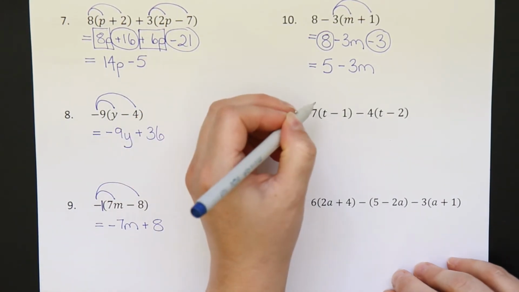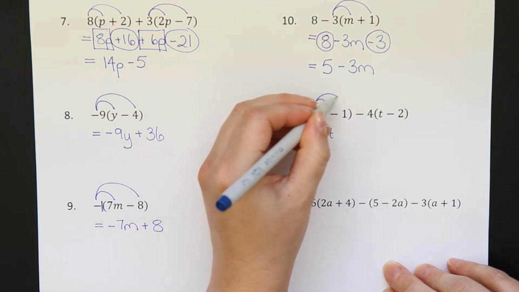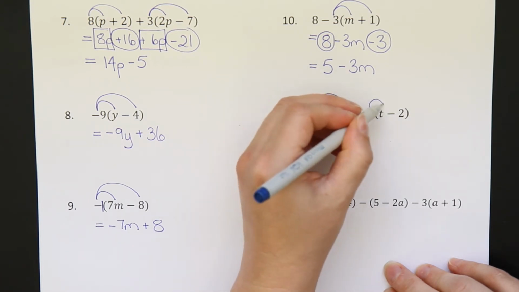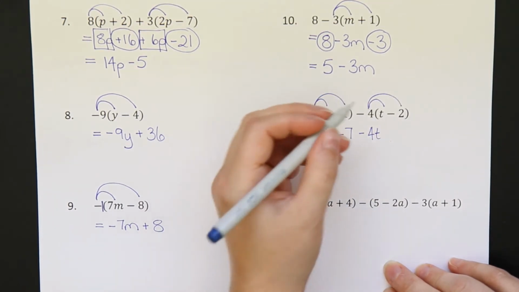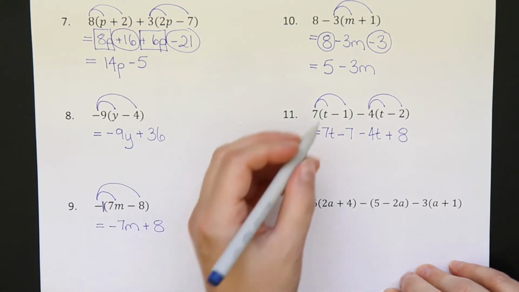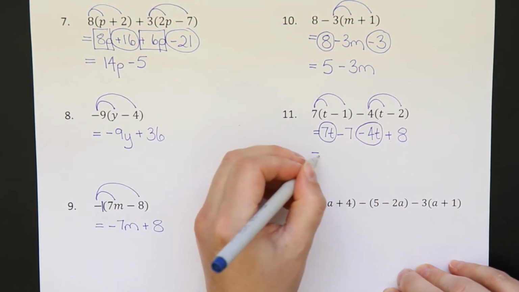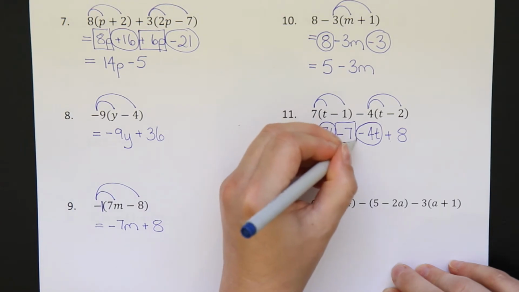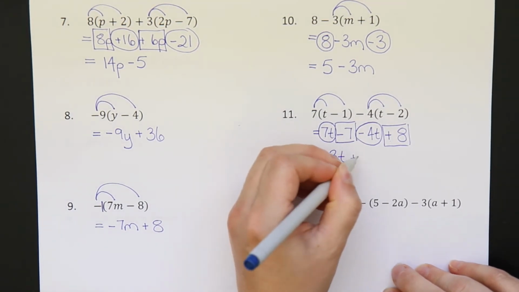Question 11. Two brackets here. 7 times t is 7t. 7 times negative 1 is negative 7. Alright, second bracket. Minus 4 times t is minus 4t. And minus 4 times minus 2 is, a minus and a minus makes a plus 8. Looking for like terms, 7t and minus 4t. 7 minus 4 is 3t. And then I have negative 7 plus 8. Minus 7 plus 8 will make a positive 1.